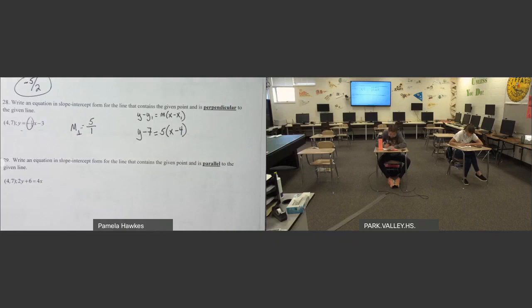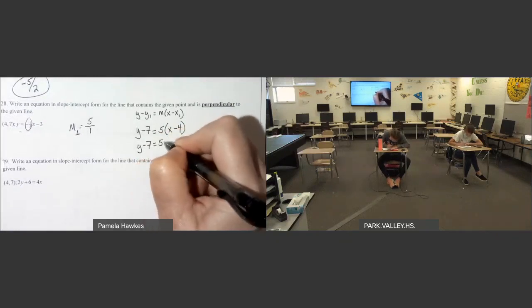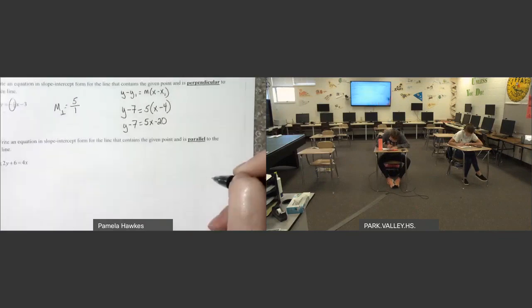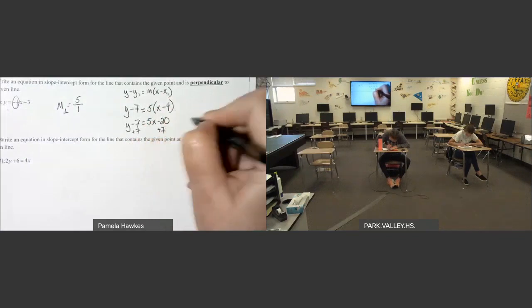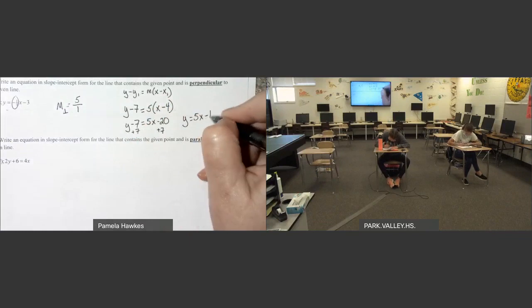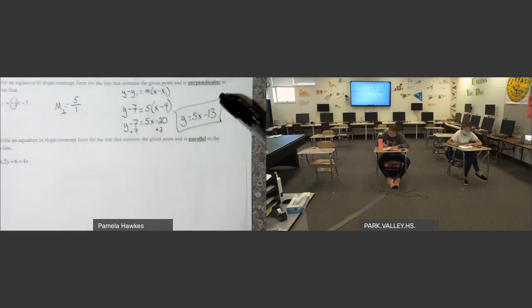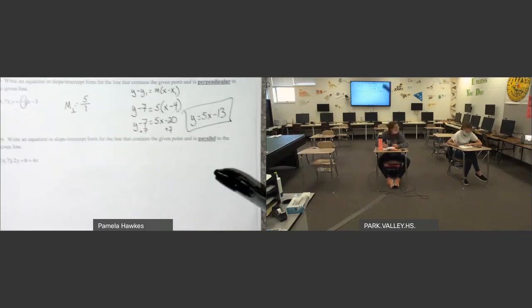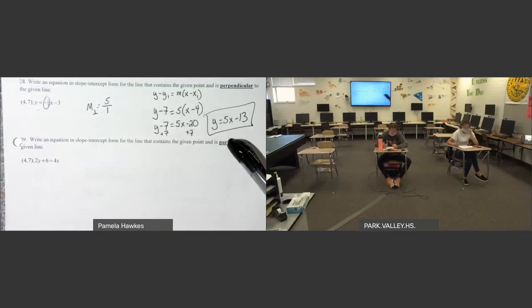How do I go from here? Distribute, so I get y minus 7 equals 5x minus 20. And then add the 7, and I get y equals 5x minus 13. And that's my answer. Okay, so what's the difference between these ones that say perpendicular and these ones that say parallel? On the bottom one, the parallel, I don't switch the slope. I just use the slope that I already have.